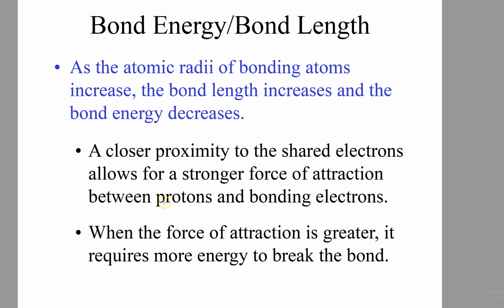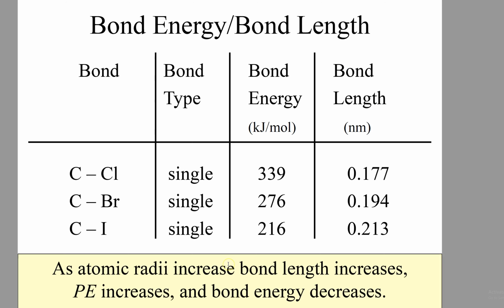Now, if the atomic radius of the bonding atoms increases, the bond length increases as well, and the bond energy decreases. So again, if you have a very large distance between these two, you begin to logically make these bonds longer and longer. The closer proximity they are, the greater that force of attraction between protons and bonding electrons. When the force of attraction is greater, it requires more energy to break that bond. So again, just kind of going back on this idea, radius versus bond energy.